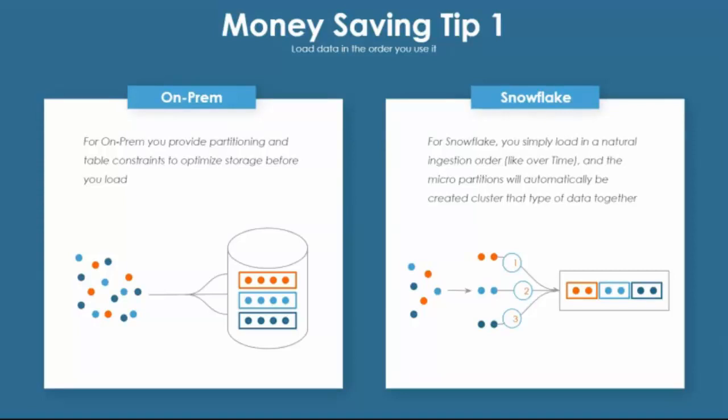To that end, try not to load your data as a heap. Simply load in a natural ingestion order that you would generally use for your querying, so like time or company or line of business. And Snowflake will automatically cluster that type of data together. By creating the partitions together, the query optimizer will be able to prune the number of micropartitions it will need to copy into the virtual machine to create the good result set.